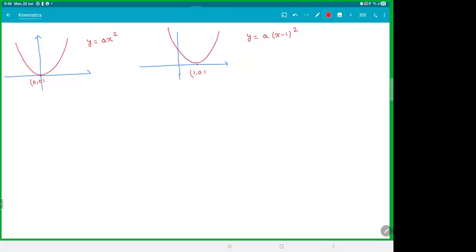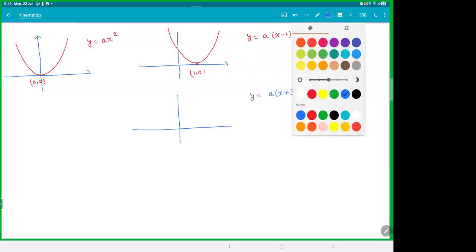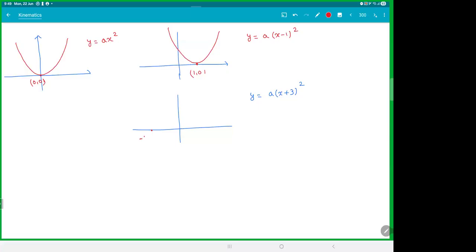The parabola will look the same. You just shifted that origin towards the right. So by changing here x minus 1, you're shifting the parabola left and right. Suppose someone gives you y is equal to a into x plus 3 whole square, that means when x is equal to minus 3, your y will be 0. So you're shifting the parabola to the left-hand side. So by putting plus and minus with the x, you're shifting the parabola right and left.